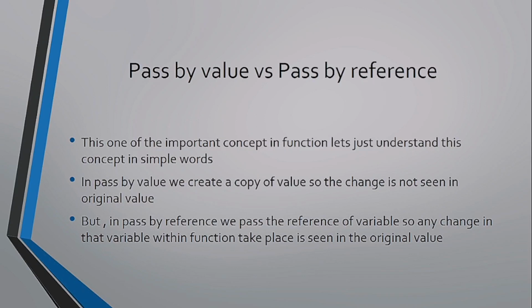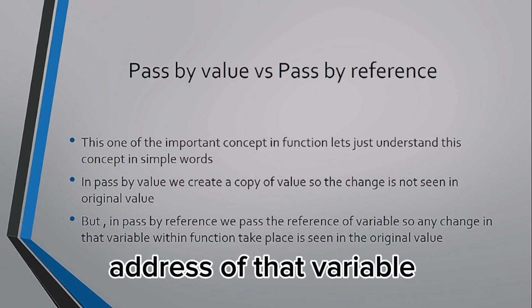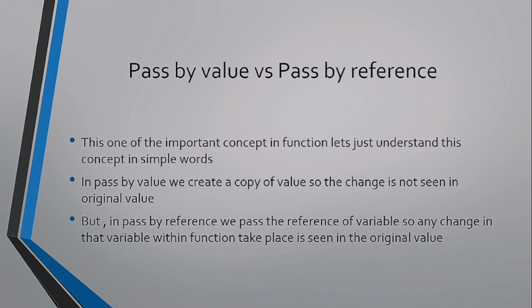In pass by value, we create a copy of the value, so the change is not seen in the original value. For example, in day-to-day life, when you are managing your files and create a copy of a file, if you rename that copy, it is not seen in the main file. The main file has its own name and the copy file has its own name. So this is the concept of a copy. But in pass by reference, when we pass the reference of a variable, any change made to that variable within the function is seen in the original value.